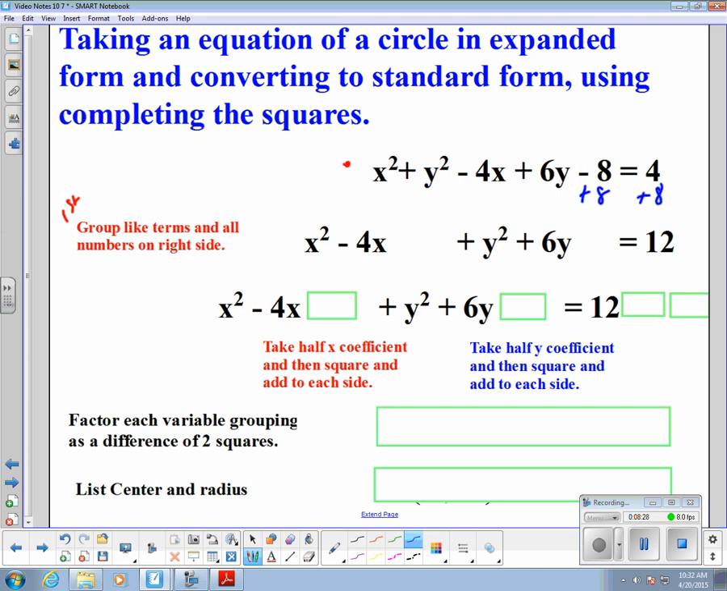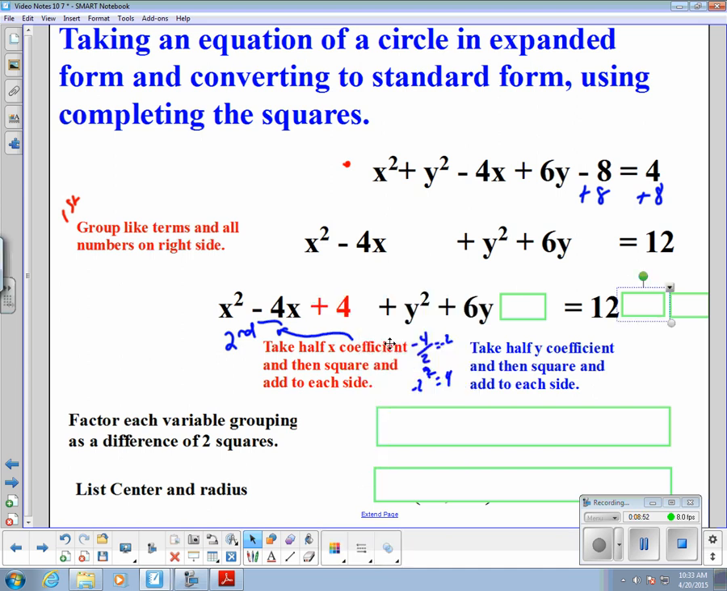All right. Second step, step number 2. Take half of the x coefficient. That's this one right here. So negative 4 divided by 2 is negative 2. And then square it. So negative 2 squared is equal to 4. And so then I add 4 to this side. And of course, if I do it to one side of the equation, I have to do it to the other. And I add 4 to that side.